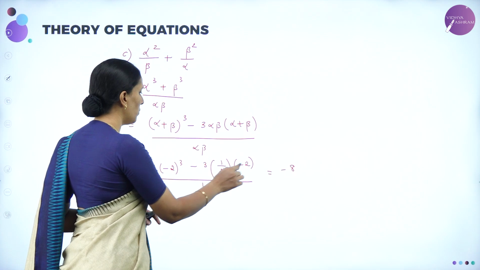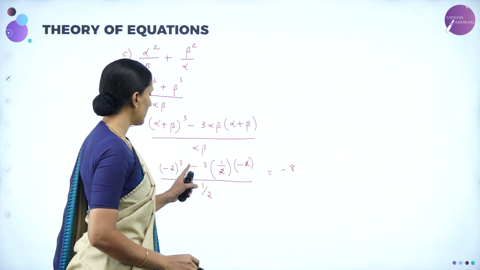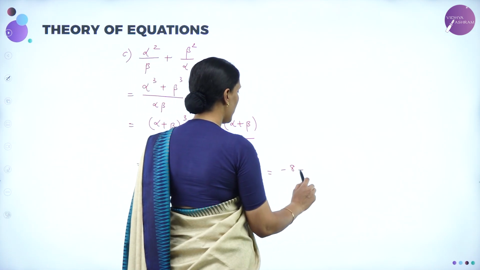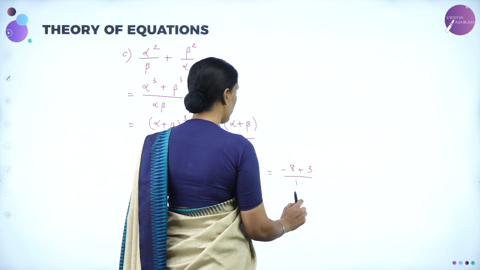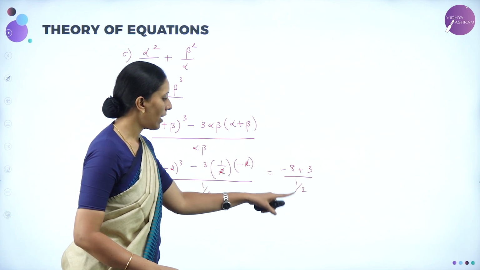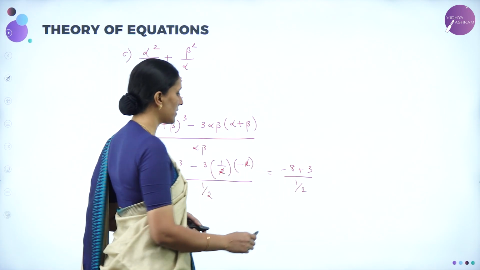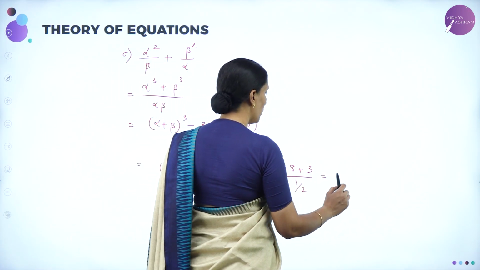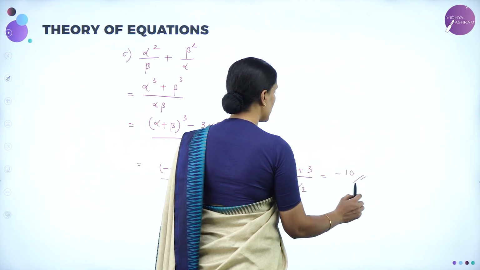and here 2 gets cancelled. 3 ones are 3, minus into minus plus 3, divided by 1 by 2. So minus 8 plus 3 is minus 5 and divided by 1 by 2, when we take the reciprocal, it is multiplied by 2. So minus 10 is the answer.